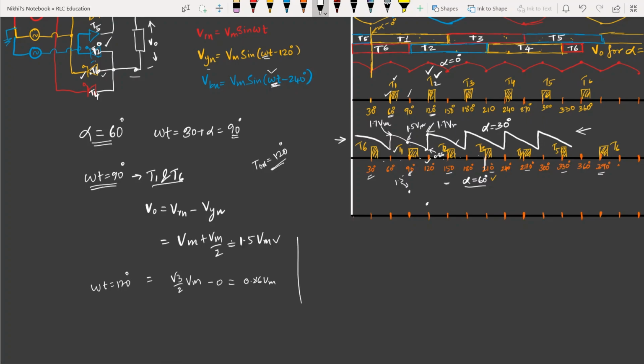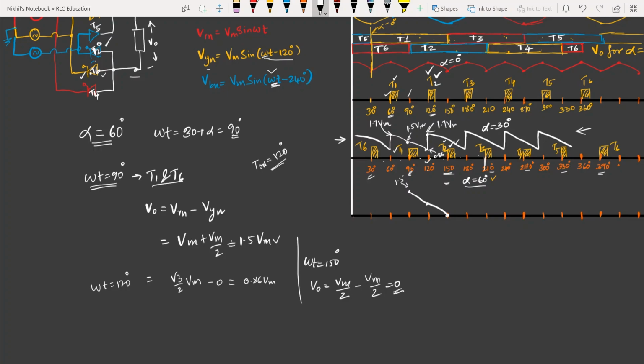Okay. So now the next angle is omega t equal to 150 degrees. At 150 degrees, anyhow T2 will be triggered, but from 120 to 150 degrees, T1 and T6 are conducting. So the output voltage will be Vm sin 150, which is Vm by 2, minus Vm sin (150 minus 120), that is 30, plus 30. So Vm by 2 minus Vm by 2. So the output voltage will become 0 at 150 degrees. So this is the output voltage. If I draw the waveform of output voltage, it becomes 0 like this.